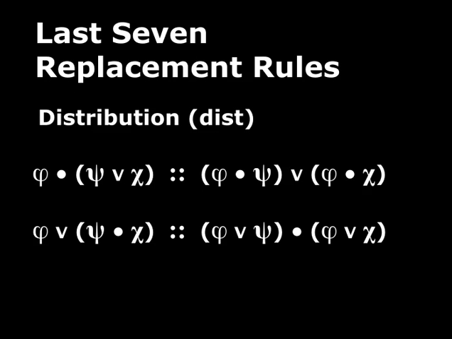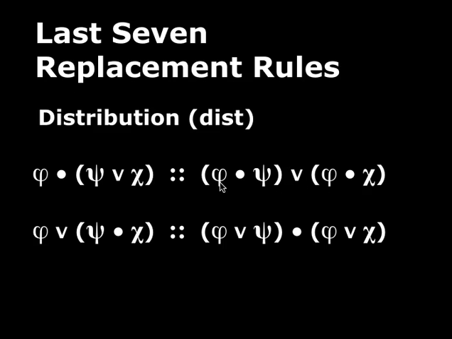Distribution. This one's a little tricky to describe verbally, so I'm not really going to try and do it. Well, maybe I'll do it a little bit. If I have a conjunction, and one of the conjuncts is a disjunction, I can change that into a disjunction of conjunctions, where the first conjunct in each is the first conjunct out here. So another way of saying this is if I have phi and this disjunction, I can change that into phi and psi or phi and chi. And it goes the other way.